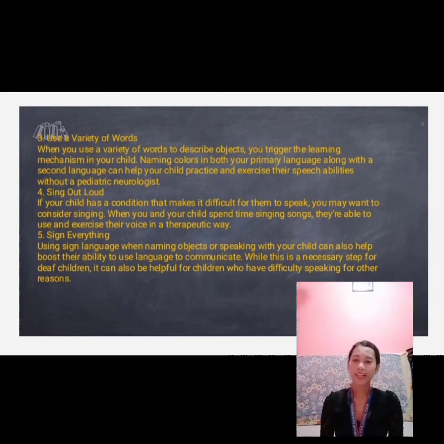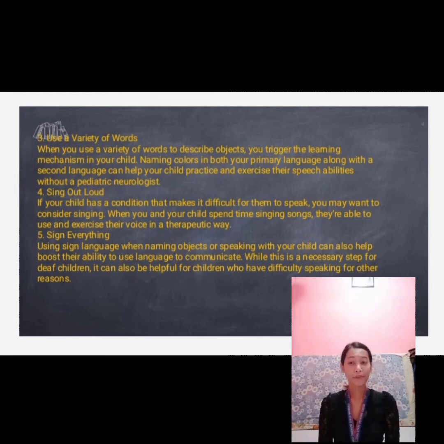And number 4, sing out loud. If your child has a condition that makes it difficult for them to speak, you may want to consider singing. Also, singing can enhance the child's language skills. Number 5, sign everything. Using sign language when naming objects or speaking with your child can also help boost their ability to use language to communicate.